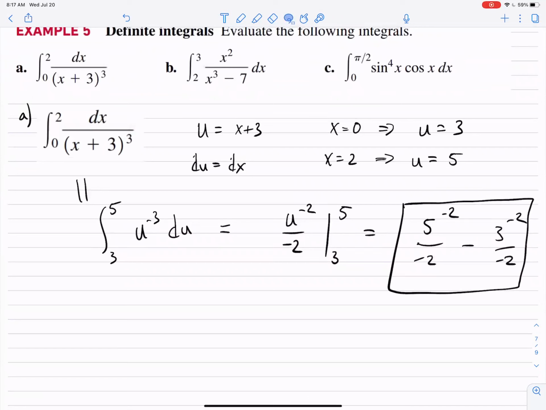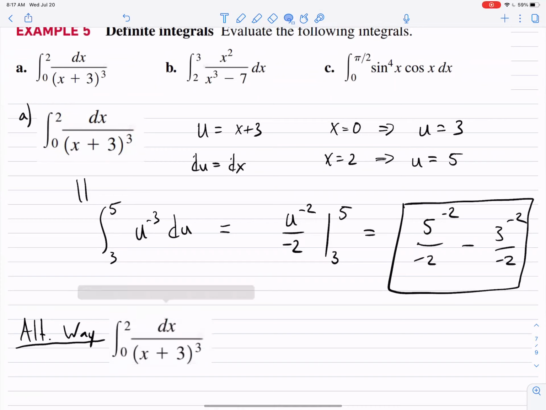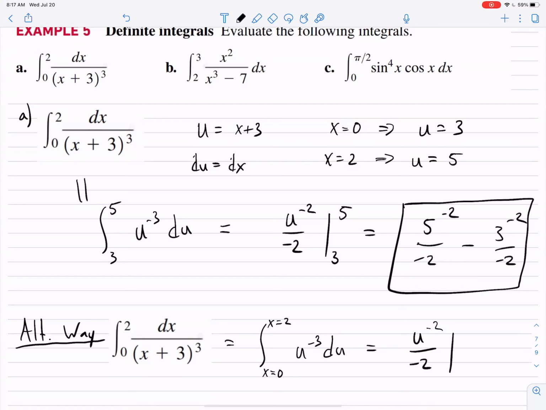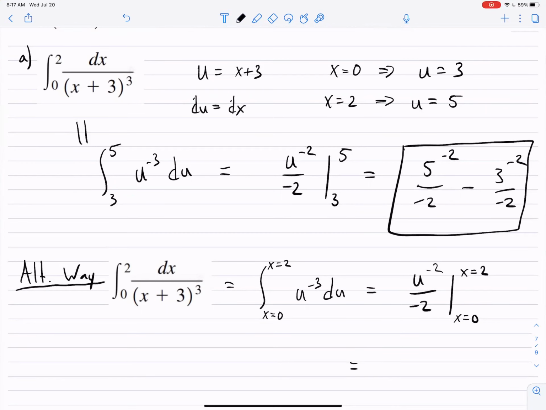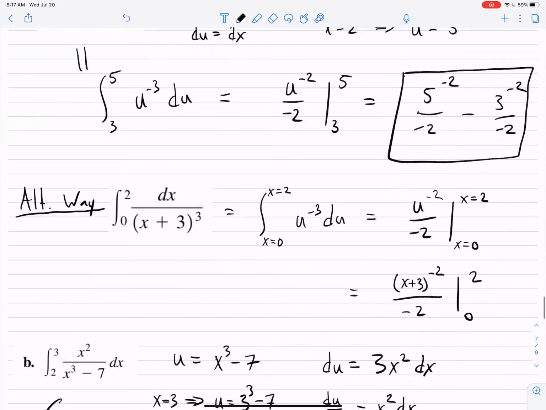The other way to do it, the alternative way, is like this. Instead, I can rewrite this and leave the x bounds. So x equals 0 to x equals 2, and then it's u to the minus 3 du. And then what does this equal? This equals u to the negative 2 over negative 2, from x equals 0 to x equals 2. And then I plug in the x function, which is x plus 3. So it becomes x plus 3 to the negative 2, over negative 2, evaluated from 0 to 2.